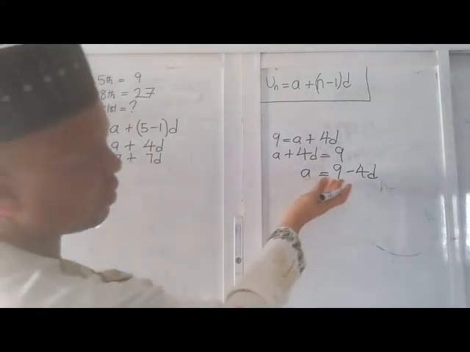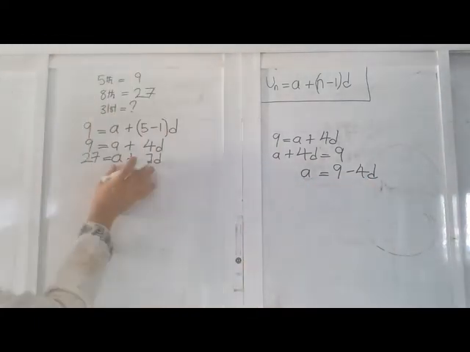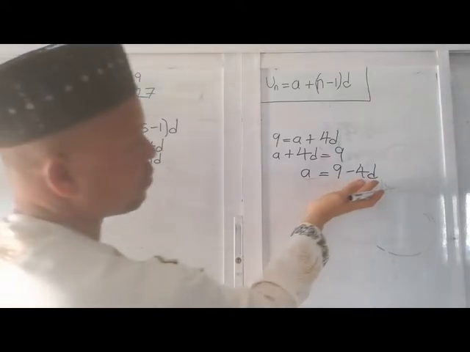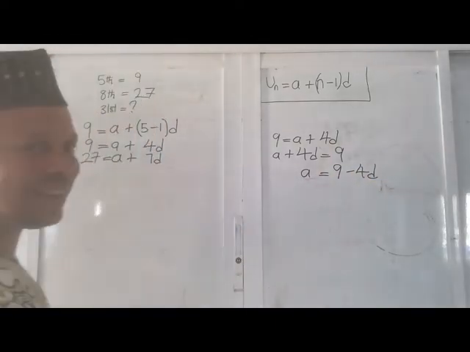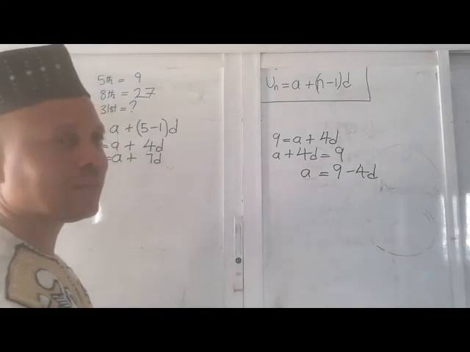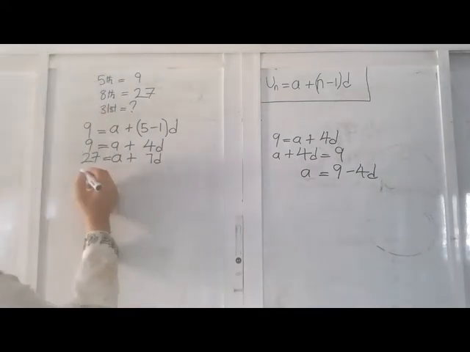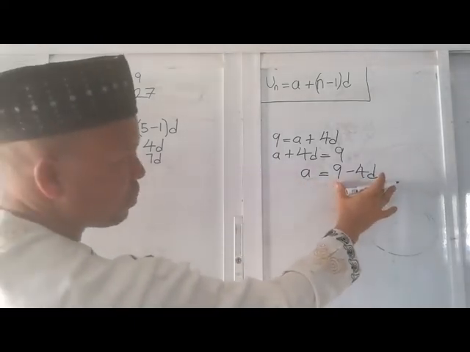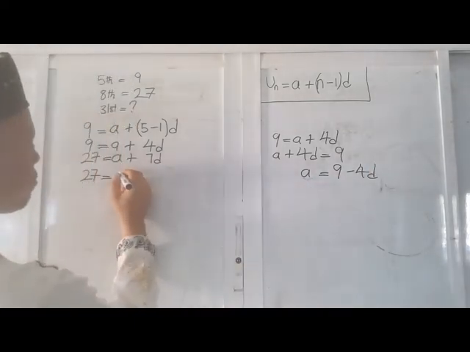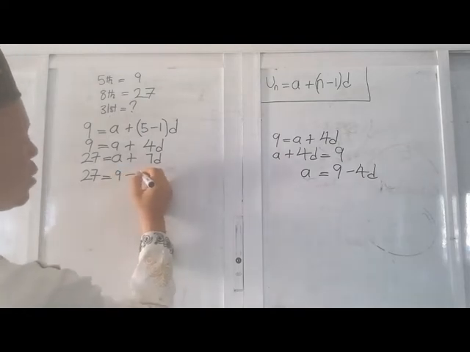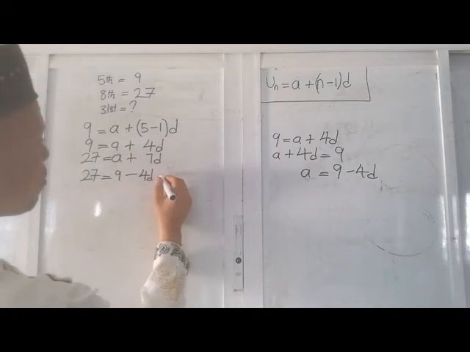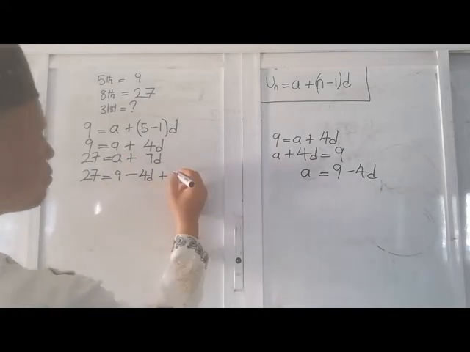Now, since we have gotten the value of A, let's come to this second equation and replace this A with the value of A. Remember the substitution method in simultaneous equation. So I'll have 27. Instead of writing this A, I'll now take this value which represents A. I'll now have 9 minus 4D. Then look at my plus. I bring down my plus. I have 7D.